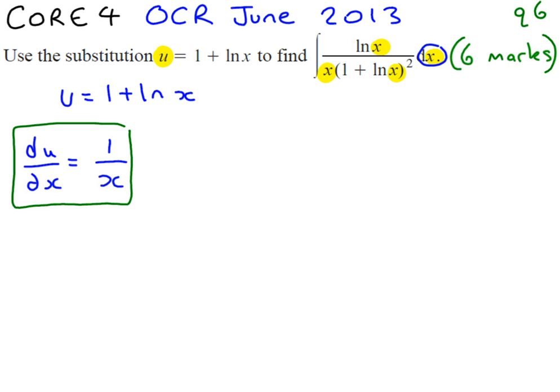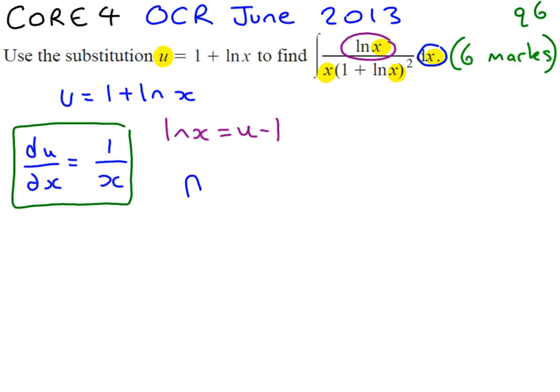We may need the fact that if u equals 1 plus ln x, then ln x equals u minus 1. And I'm saying that because we can see ln x on its own here. Now let's have a go and see how this will work.